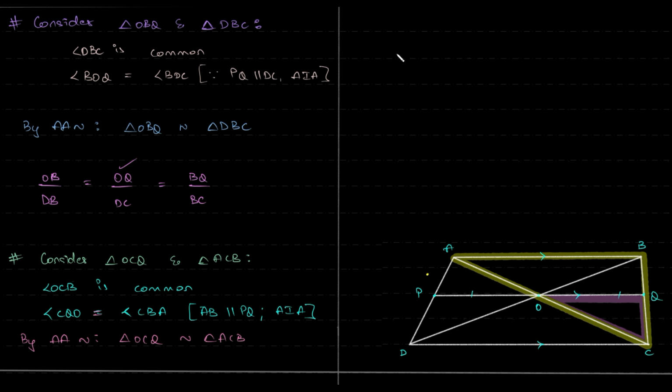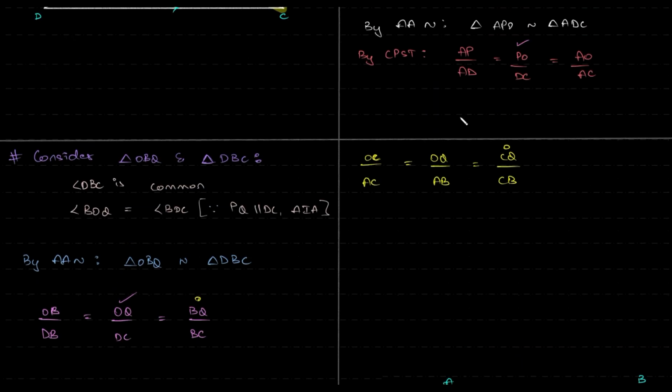And now the ratio, just write everything. OC by AC is equal to OQ by AB is equal to CQ by CB, right guys? This and this, this and this, and the other one. So we are looking at something to relate all of this, right? So we have BC and CQ, not BQ. And this and this I'm talking about. And over here we have AC, but see this and this. So how to do this?